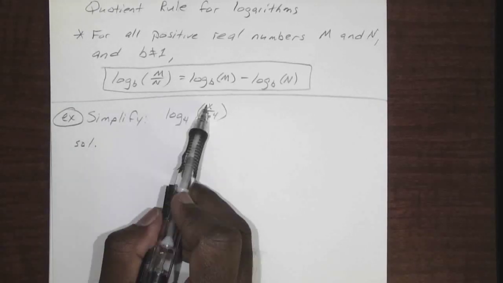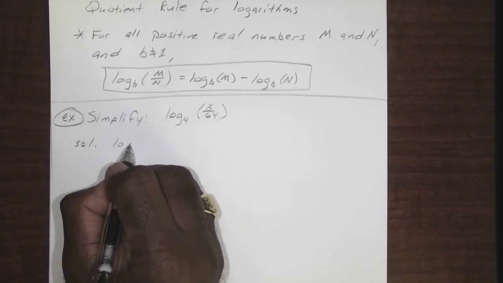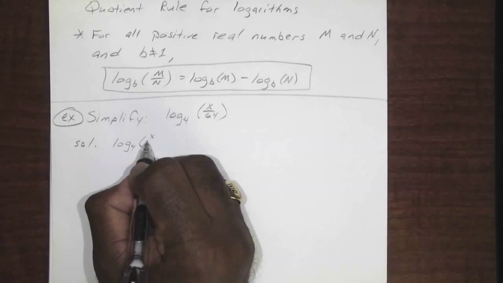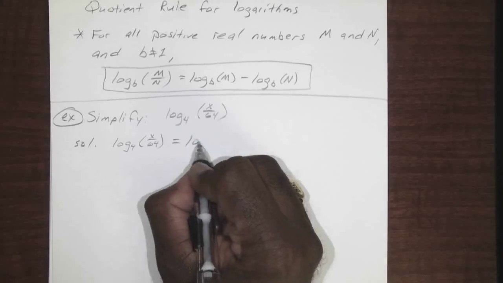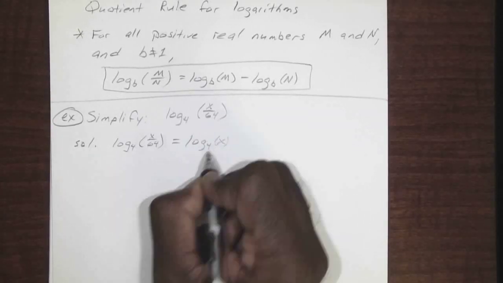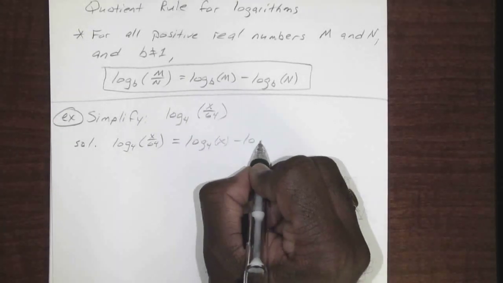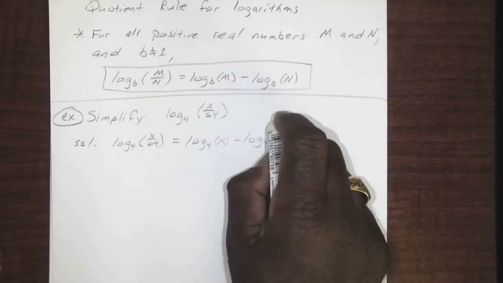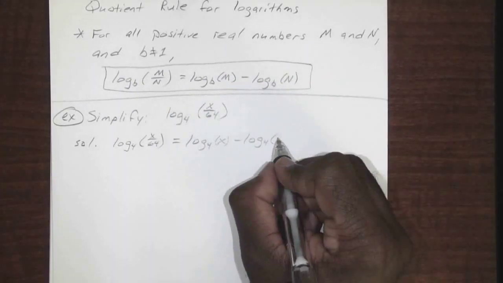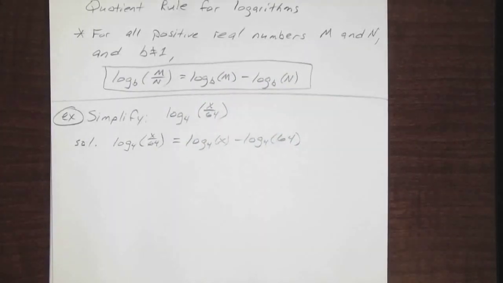Okay, so we know because it's a quotient, log base 4 of x over 64 is just going to equal log base 4 of x minus log base 4 of 64. Now, log base 4 of x can't really be simplified anymore because we don't know what the x is, so that one stays the same.